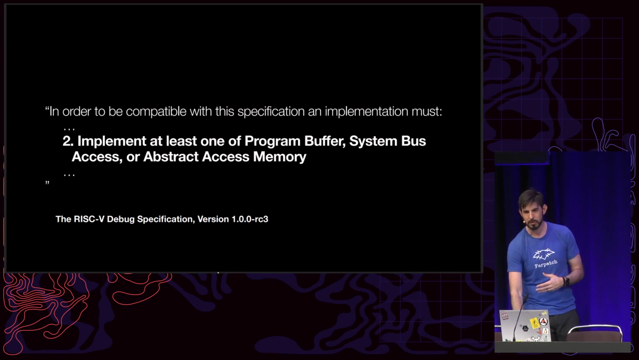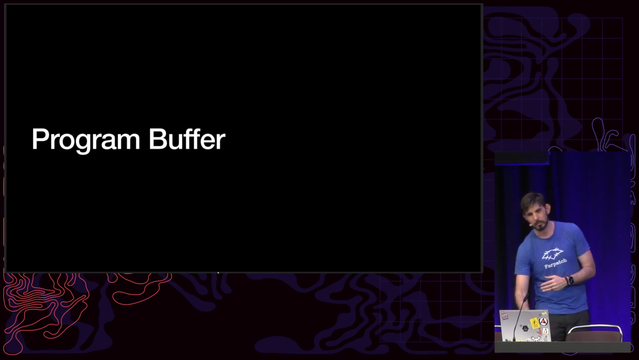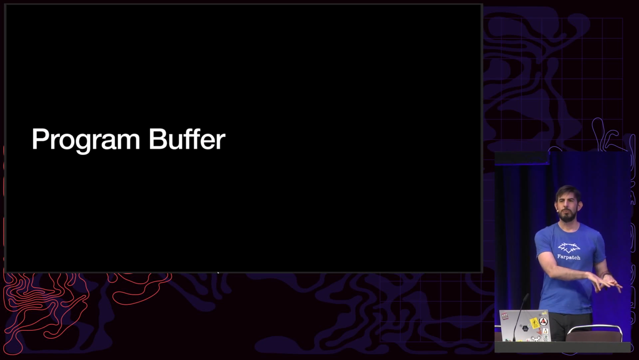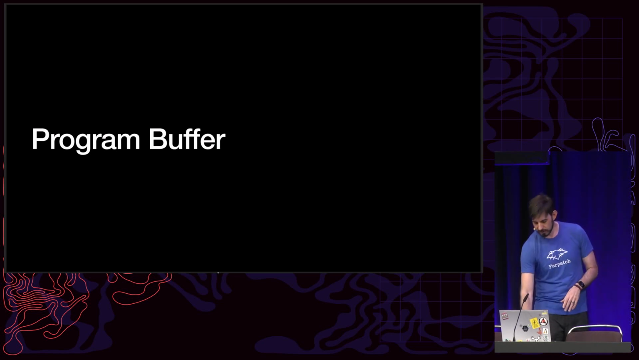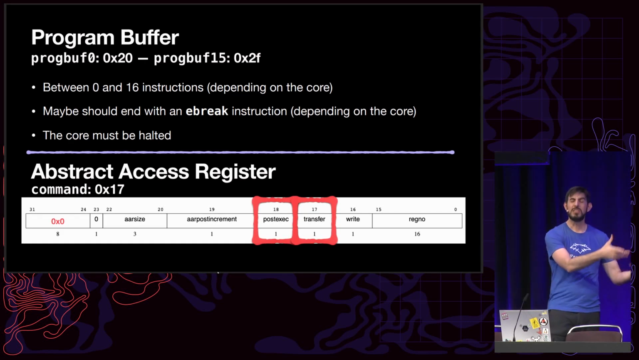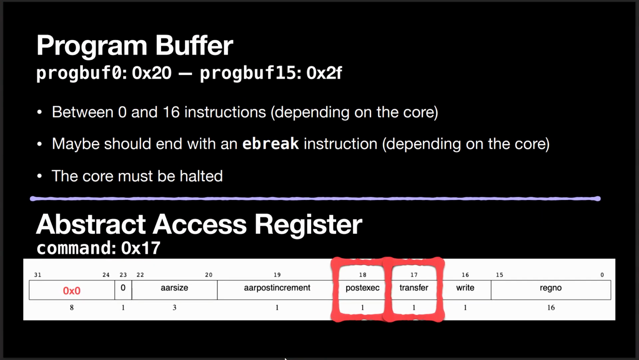So let's go through these one by one. Let's start with the program buffer. So the program buffer is basically what we did with the VexRiscv. What they do is they give you anywhere between, well, actually 0, if it doesn't support it, 1 and 16 32-bit values where you can load a very small RISC-V program and tell it to go. Some target cores require you to end with an ebreak instruction. Some of them don't. If you only have one program buffer, obviously it doesn't make sense to require an ebreak instruction there.